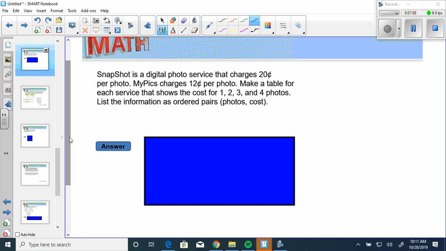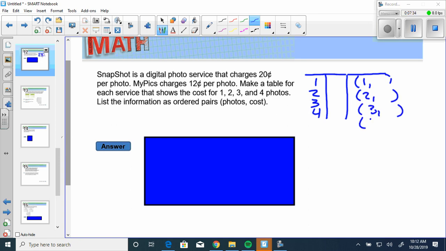Let's see, that was making our table. And now Snapshot is a digital photo service that charges 20 cents per photo. MyPix charges 12 cents per photo. Make a table for each service that shows the cost, and I can do it as simple as this, 1, 2, 3, 4. And so then that's my point. 1 what, 2 what, 3 what, 4 what.